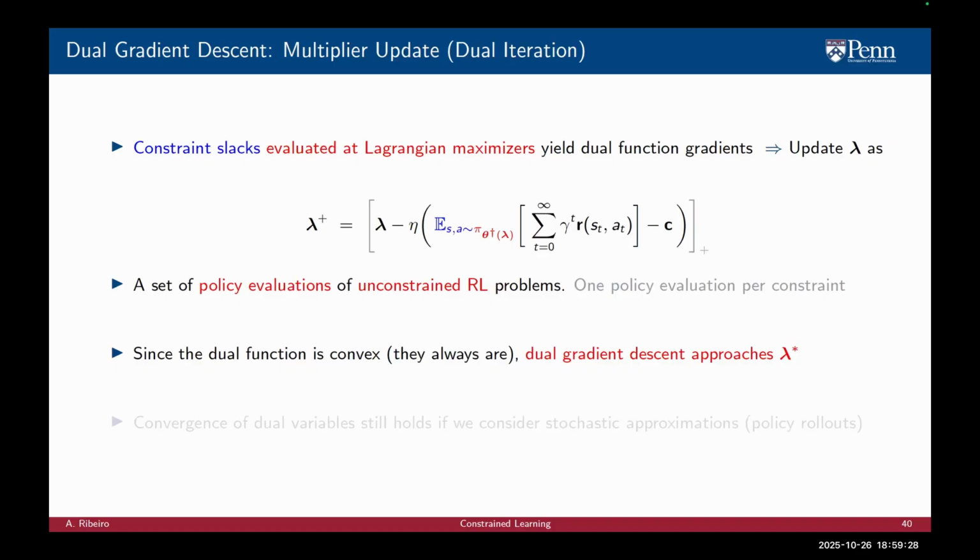I should say here that I am writing lots of equations, which I'm glancing over very quickly. I don't really want you to learn the equations. Rather, you listen to me, but the equations are here for reference. What I am doing here is evaluating the constraint violation associated with the Lagrangian maximizers, and I am using that to update my dual variables. So what am I doing here? Well, this is implementing dual gradient descent. And given that dual functions are always convex, this will converge to lambda star.